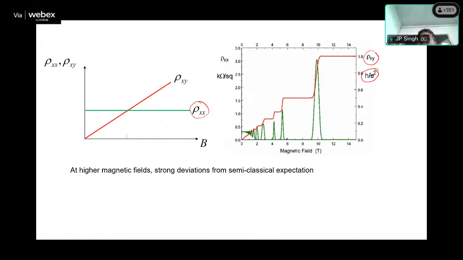So I will stop here, and maybe tomorrow, whatever is left, a small magnetoresistance part, I will just take that. Okay, thank you.